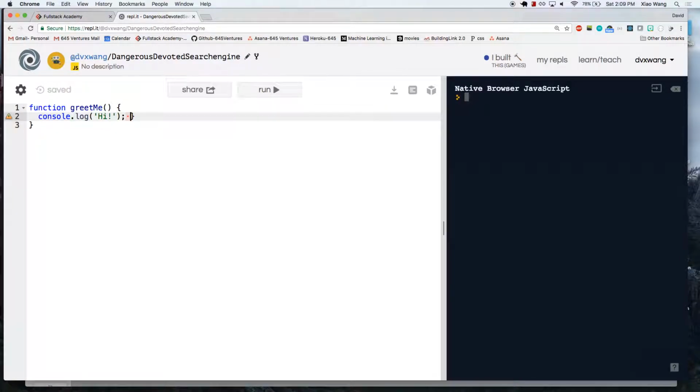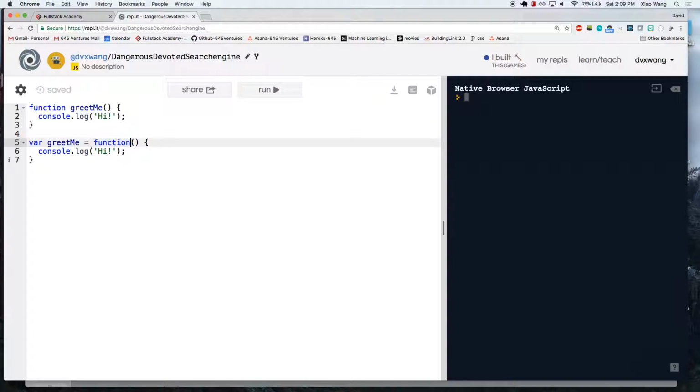writing a function called greetme that looks like this. Having a function called greetme looks like this, for the purposes of this class, is actually identical to having something that looks like this. Okay? Identical, right? Two different ways, but ultimately, in both cases, what we're doing is we're creating this variable called greetme, and it's attached to a function.